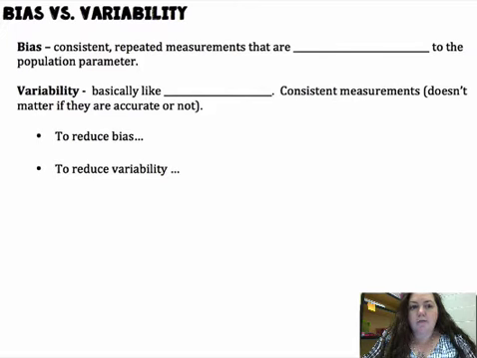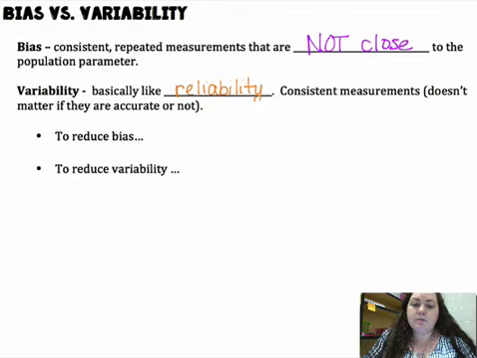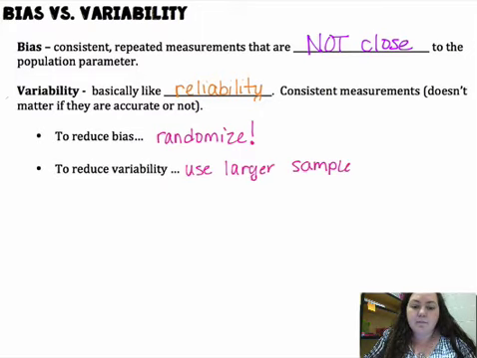All right, bias versus variability. Bias is consistent, repeated measurements that are not close to the population parameter. Variability is basically like reliability: consistent measurements. It doesn't matter if they're accurate or not, just are they consistent? Are they always in about the same spot? So to reduce bias, we randomize. To reduce variability, we use a larger sample.